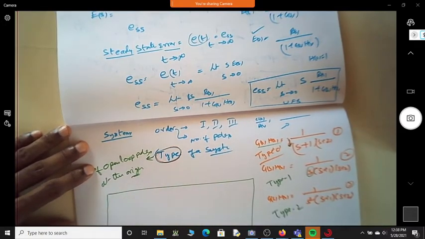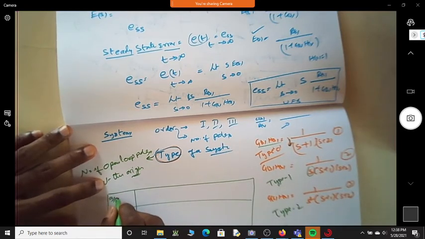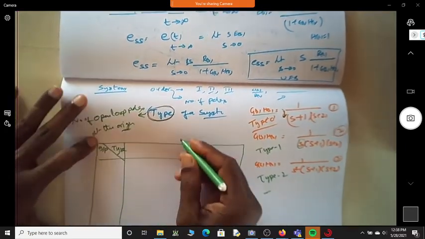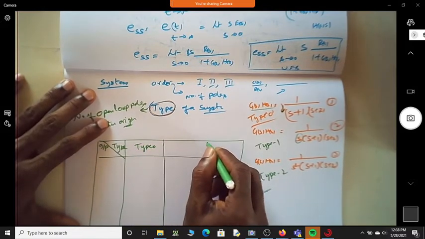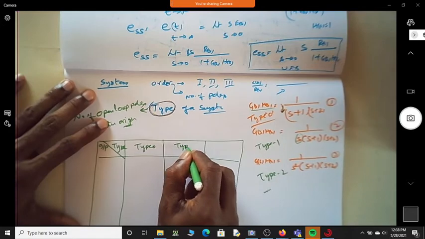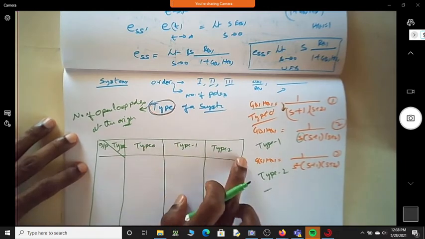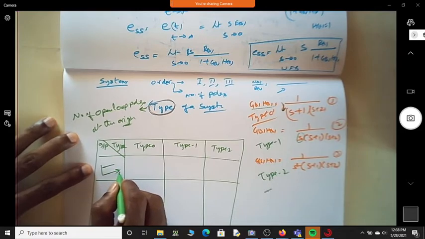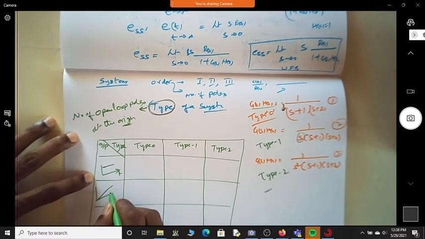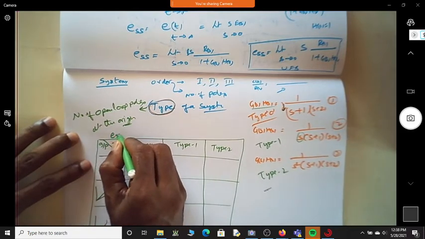So in this table, this is the input and this is the type. Correct? What is type now? So type 0, you have type 1, you have type 2. Yes, sir. You have 3 types of system and you have a step input, you have a ramp input, you have a parabola. You are looking at what is ESS.